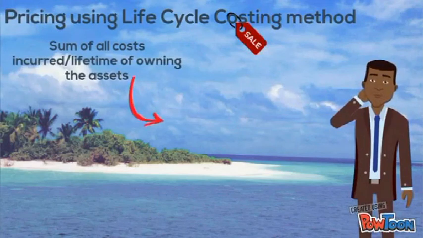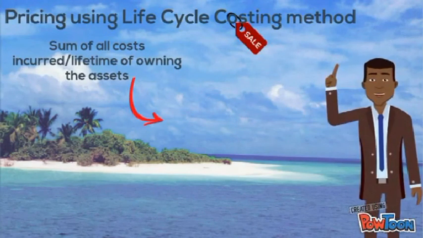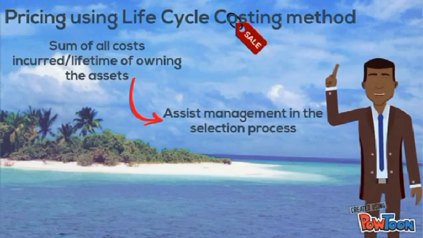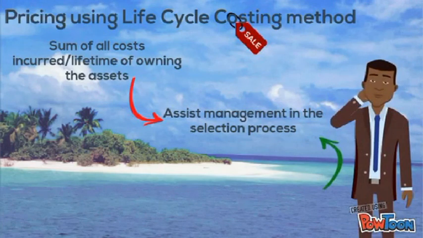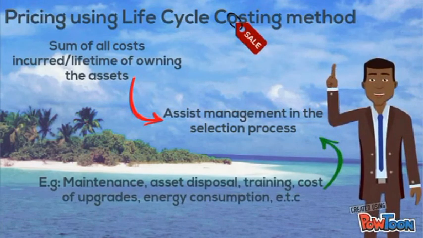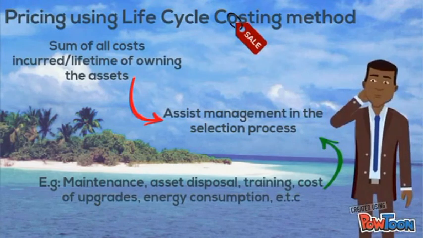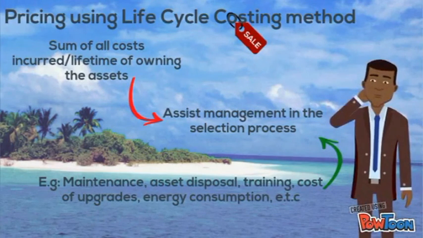This, however, differs when using the life cycle costing method, as the sum of all costs incurred over the lifetime of owning the product will be allocated over the product's own life cycle. Examples of costs incurred over the product's lifetime would be the maintenance cost and any cost of upgrades. This assists management better in selecting the most profitable products for the company.